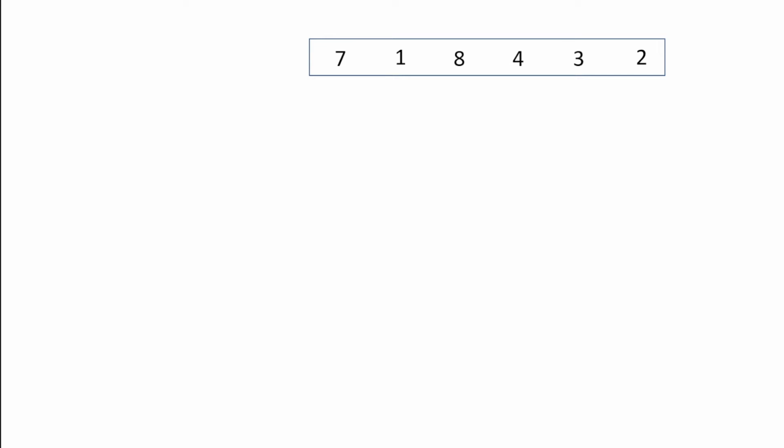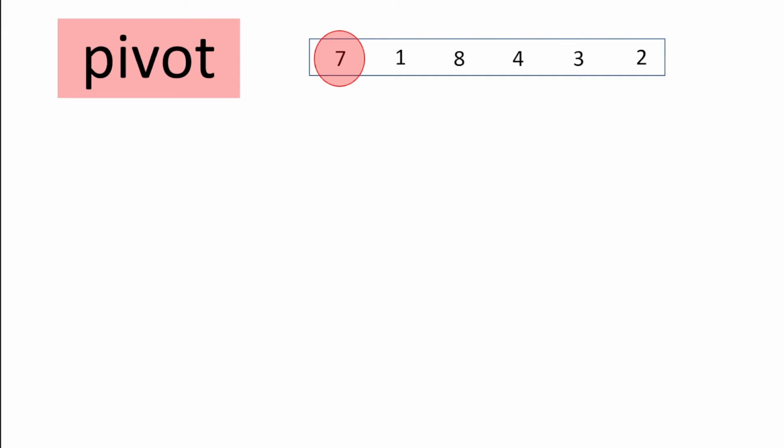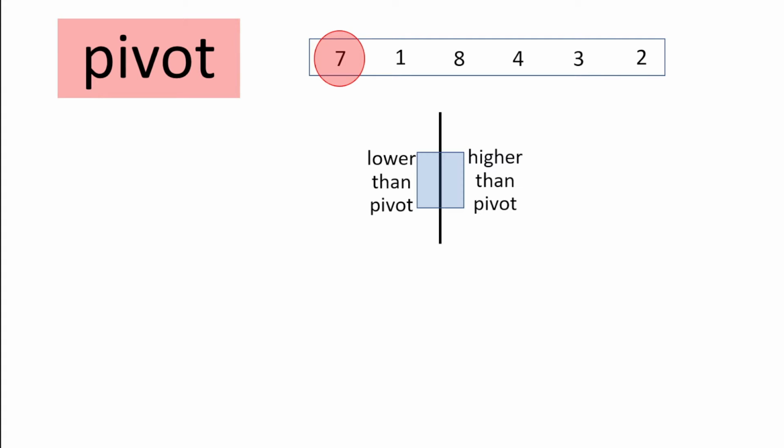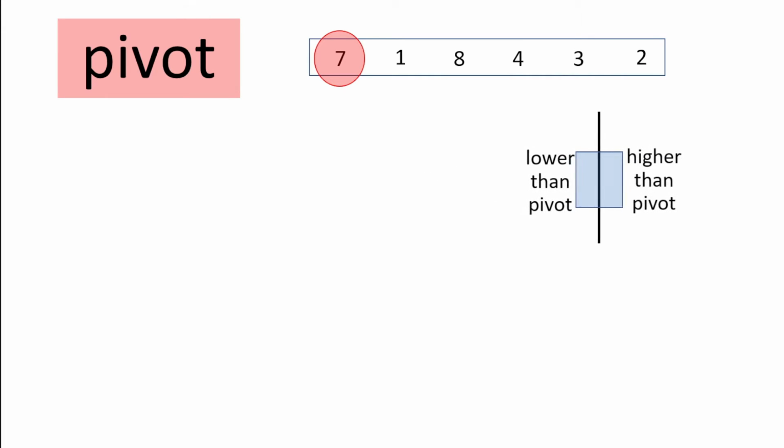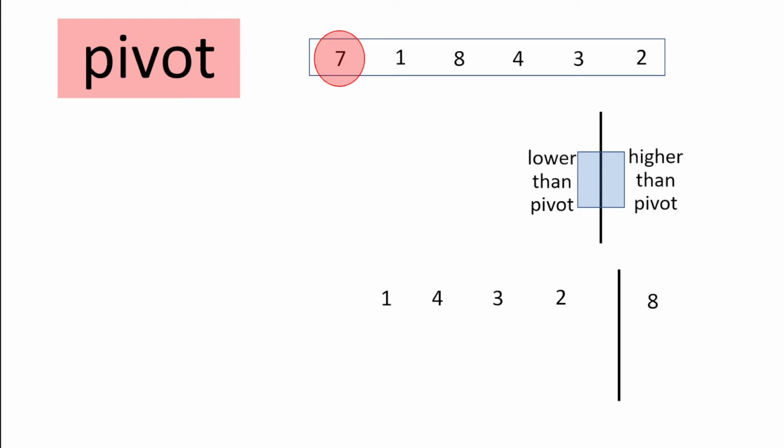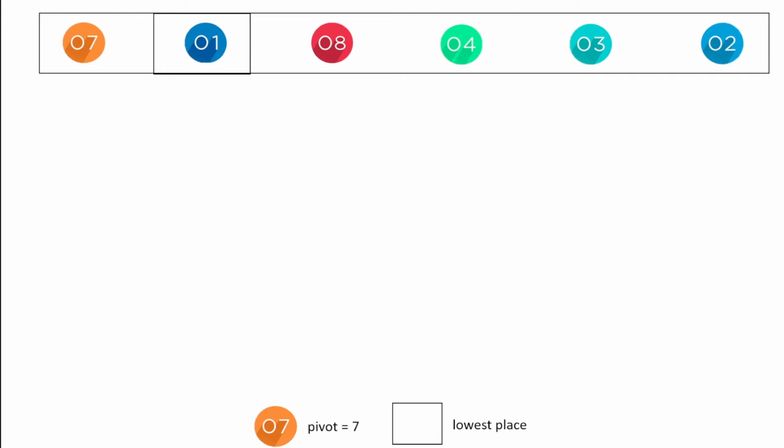So how do we do this? Well, first of all, in this example, the pivot's the first number, which is 7. Now, we're going to have this position where we're going to move along the list, and we want the lower numbers before this position and the higher numbers after. That means numbers lower than the pivot, lower than 7, or higher than 7. So have a look at this example.